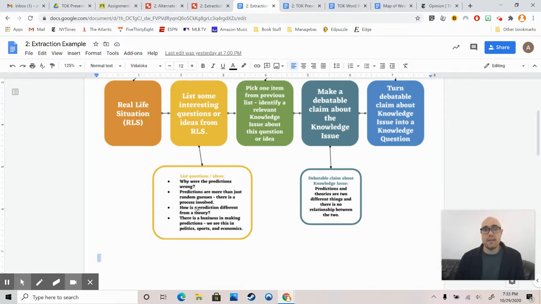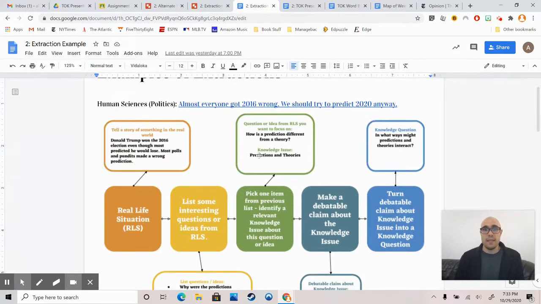Because it does talk about that in the article a little bit, and talking about the business aspect of it, there's a business in predictions. We kind of see this in politics, in sports, and economics. I pick one of these questions or ideas, and then I put that up here, the thing that I kind of want to focus in a little bit more on.